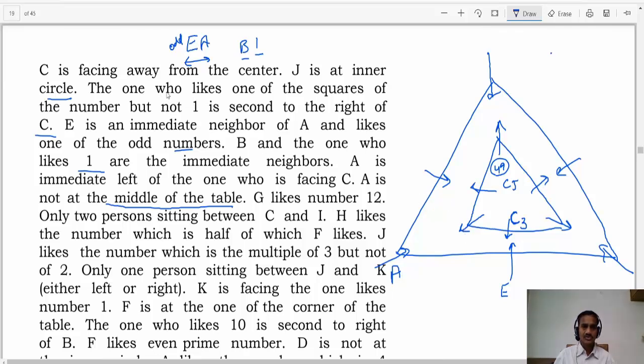Here there is one more piece of information. The one who likes one of the squares of the number but not one is seated second to the right of C. Second to the right of C means here.